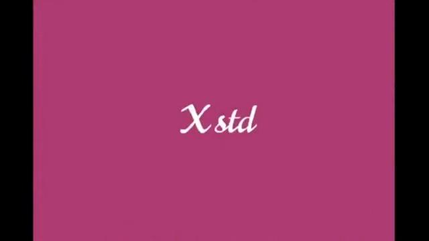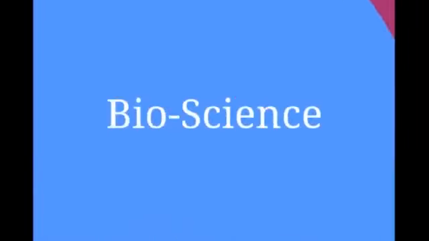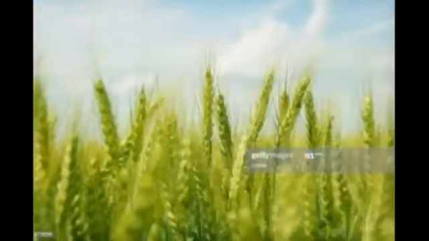10th standard science consists of physical science and biological science. I'll be discussing the biological science with you. Totally, we have 24 lessons, of which the first 11 lessons are for physical science and the remaining lessons are for biological science. So we'll start with the first lesson of biological science.